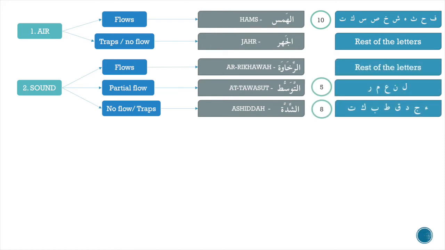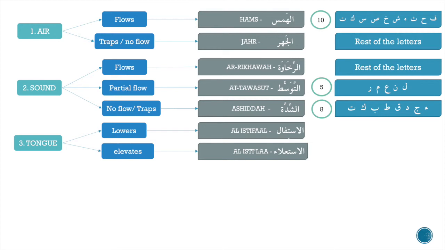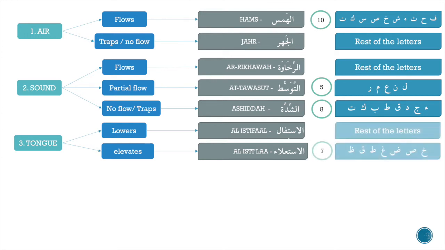For al-shiddah, there are 8 letters, ajid, qitta, bakat. For al-tawassut, there are 5 letters, LEEN, Umar, and the rest of the letters fall into the category of ar-rikhawa. So now we have looked at the tongue. When the tongue is lowered, it is known as al-istifaal, and when the tongue is elevated, it is known as al-isti'la. There are 7 letters of al-isti'la, khus, daq, tin, qid, and the rest of the letters fall into al-istifaal.